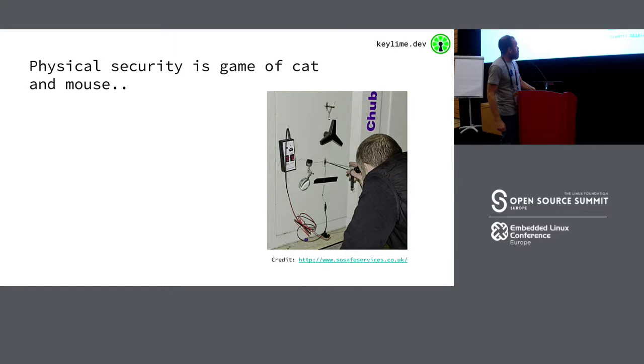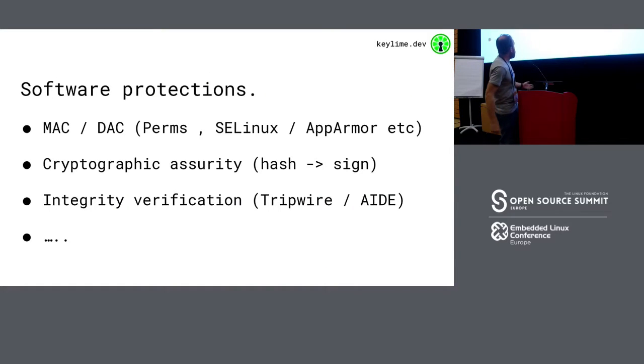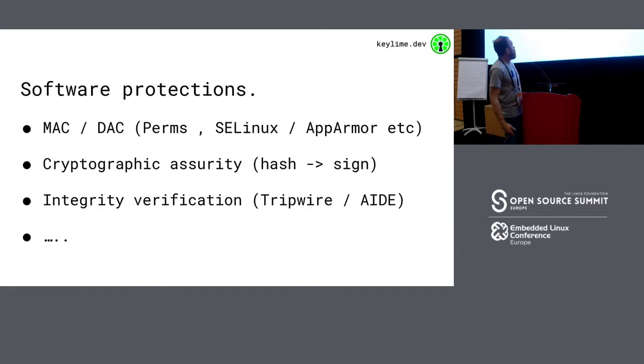Then we also have software security. So we have mandatory access control, discretionary. So we have our standard permissions, SELinux or AppArmor labels. And we also have cryptographic assurance. So we can sign objects. We can look at the hash and then compare it and then make a decision that somebody's not tampered with that particular hash to suggest a trust state. And then there's obviously integrity verification systems, Tripwire and AIDE.